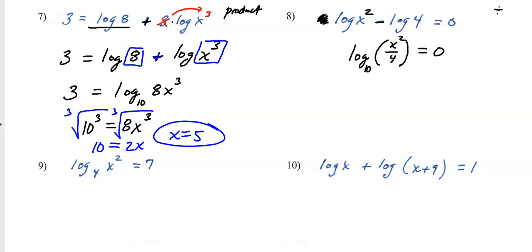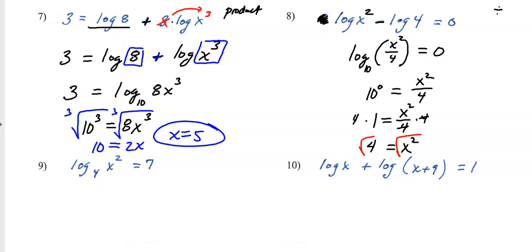Go ahead and put it in exponential form. 10 to the 0 power equals x squared over 4. Or remember, 10 to the 0 power is just 1. And multiply both sides by 4. And I get x squared equals 4. Now, to solve this, I take the square root of both sides. And remember, when you take the square root of 4, you get 2 answers. You're going to get positive 2, and you're also going to get negative 2.